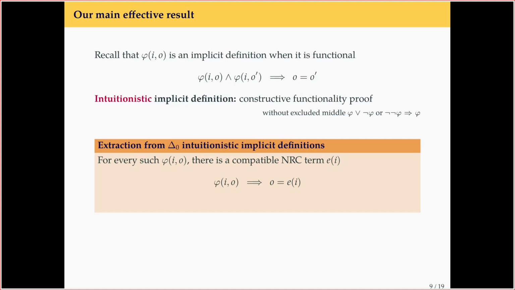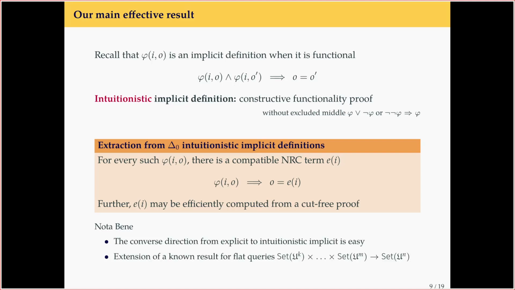So recall that we are interested in implicit definitions, that is, specifications together with the proofs of functionality. For now, we will consider a subclass of implicit definitions that are intuitionistic. What we mean by that is that the accompanying proof of functionality should be constructive. That is, it cannot use a non-constructive principle such as excluded middle. For such definitions, we can show that not only we may extract compatible NRC terms, but we can do so efficiently if we are provided a normalized constructive proof of functionality. This extends a previously known procedure for transformations between flat relations to the nested setting.